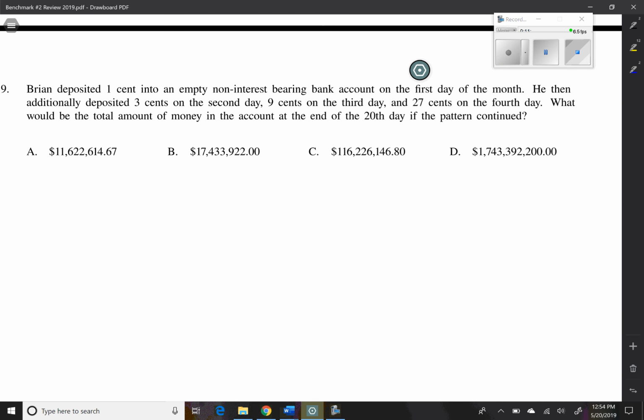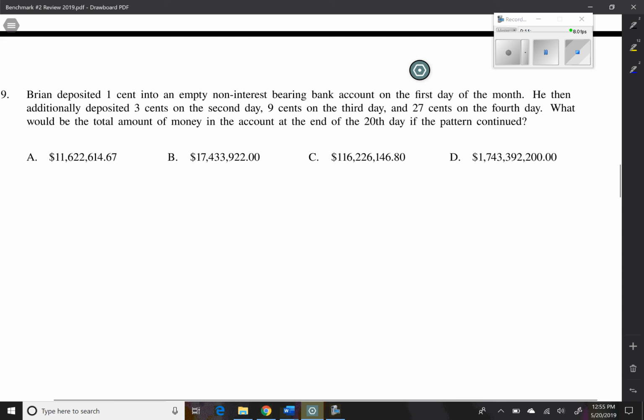Number 9, Brian deposits 1 cent, and every single day he goes up an additional times 3. So this is a geometric sequence. It says what will be the total amount of money in the account at the end of the 20th day if the pattern continued. So you could either use a summation symbol here, or you can use the sum formula or the series formula. So if I was to use the summation formula, starting at x equals 1, I'm going up to the 20th day.